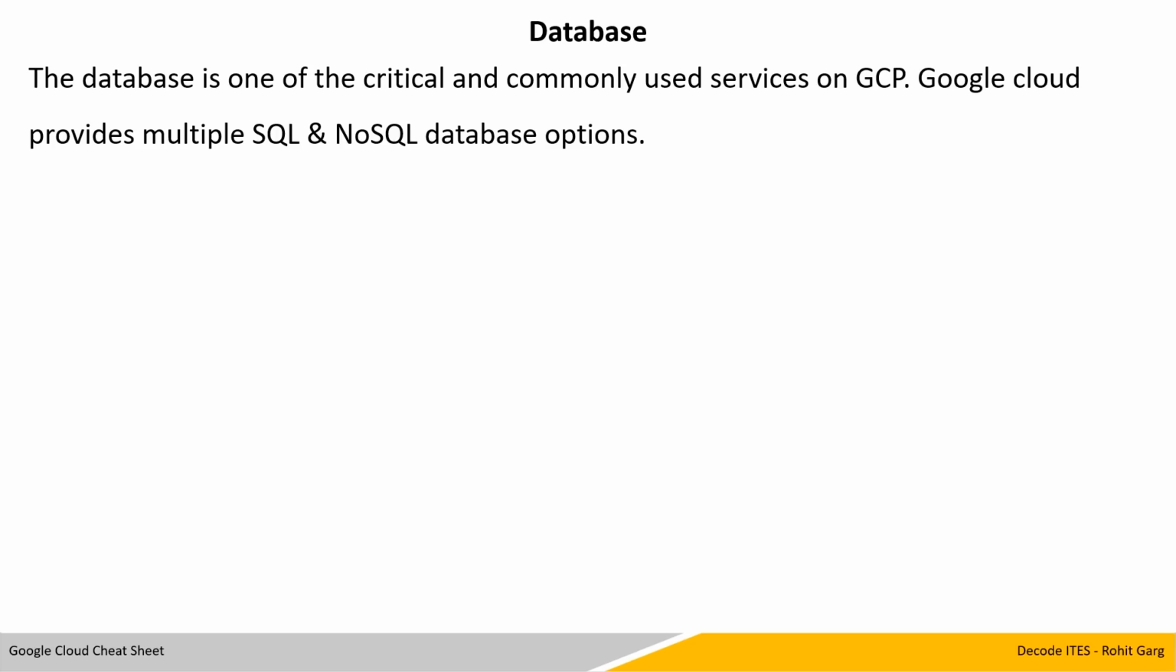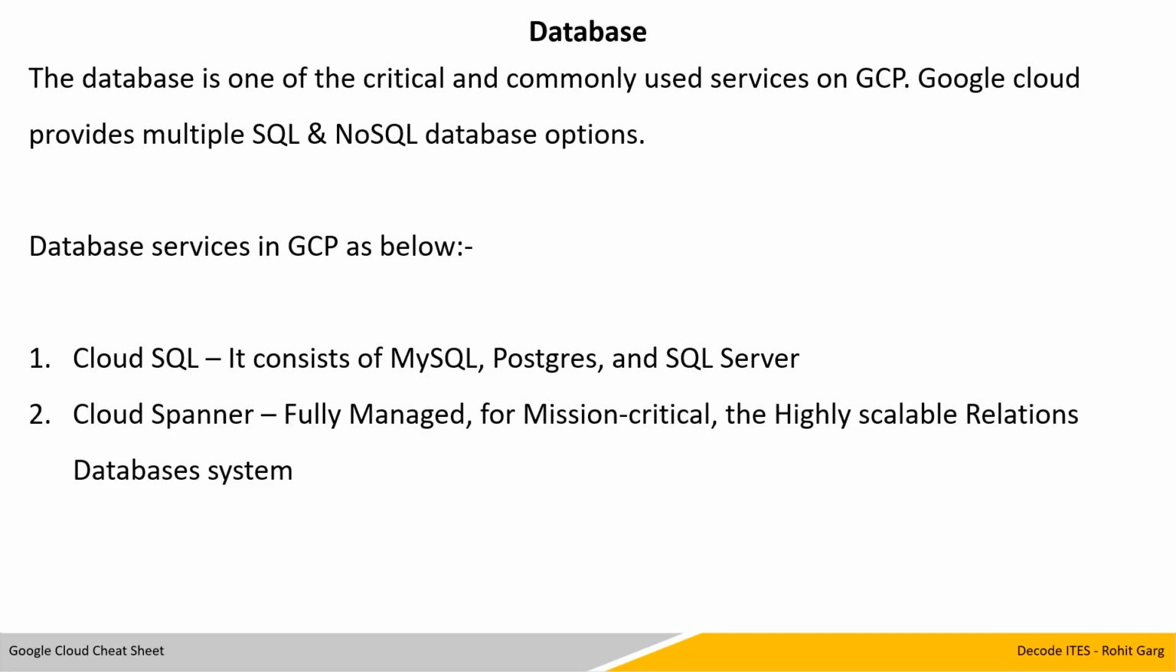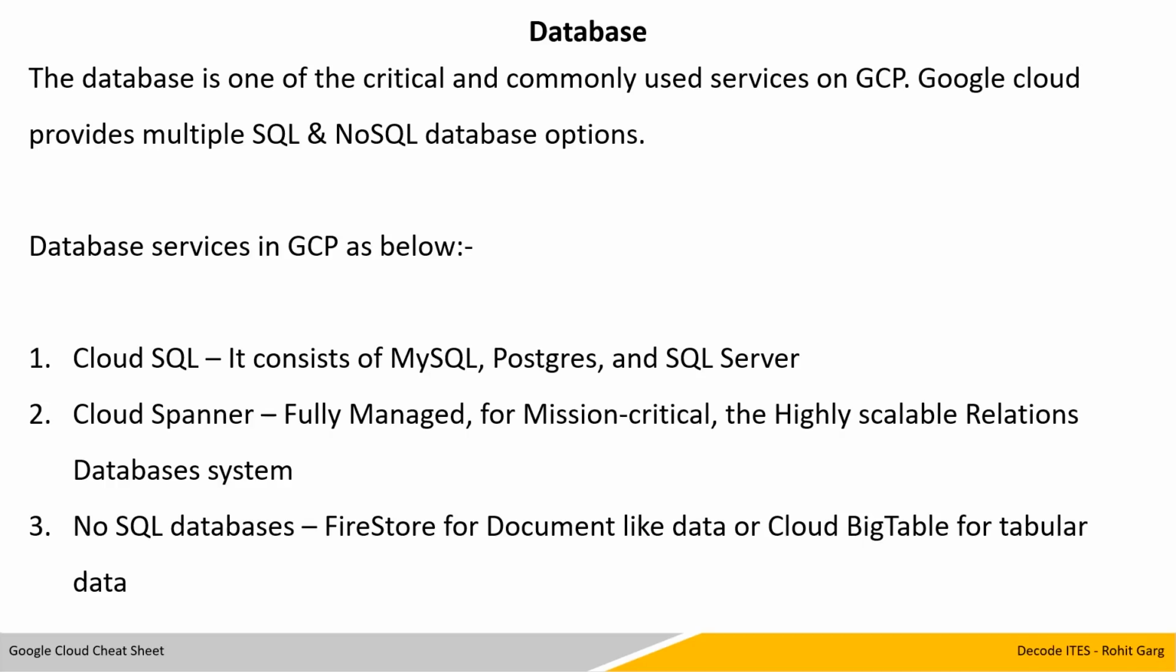Database service. The database is one of the critical and commonly used services on GCP. Google Cloud provides multiple SQL and NoSQL options for your environment. Database services in GCP are Cloud SQL, which consists of MySQL, Postgres, and Microsoft SQL Server; Cloud Spanner, fully managed for mission critical and highly scalable relational database systems; and NoSQL databases, Filestore for document-like data, and Cloud Bigtable for tabular-like data.